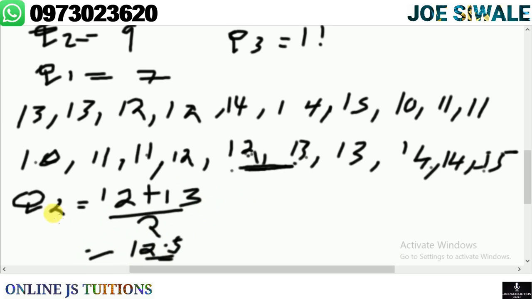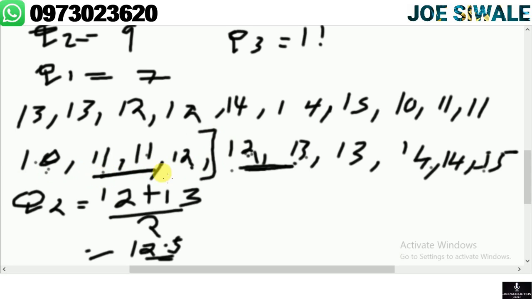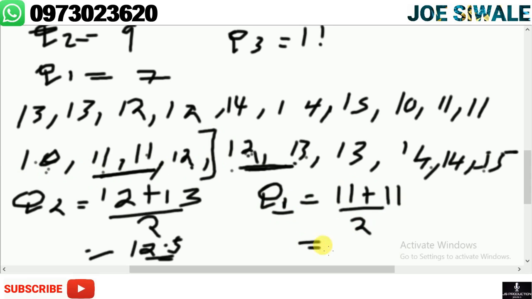Then since we have known our Q2, it will be very easy for us to calculate Q1 and Q3. So to calculate Q1, we are going to consider these numbers. So we're going to consider 10, 11, 11, and 12. So if you start counting there, it's 1, 2, 3, 4. And as you can see, the two numbers that are in the middle there is 11 and 11. So to calculate Q1, I will say 11 plus 11 divided by 2. And 11 plus 11, that's 22, divided by 2. My answer will be 11.